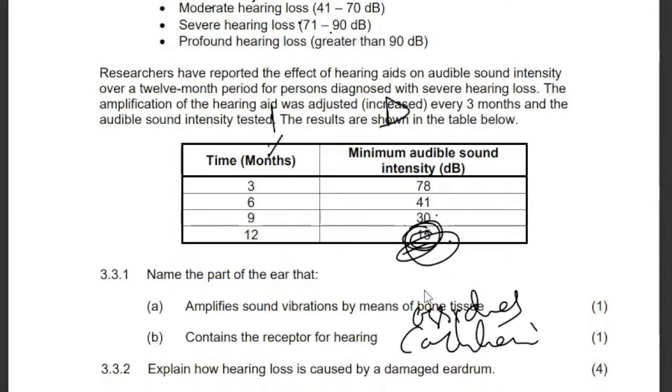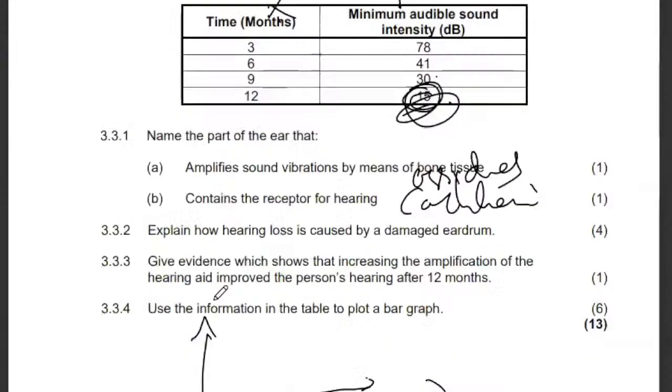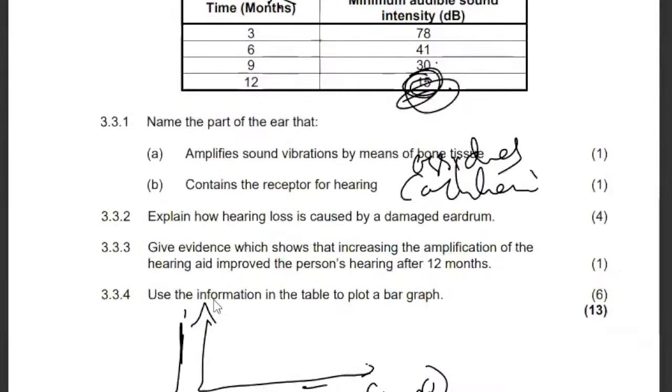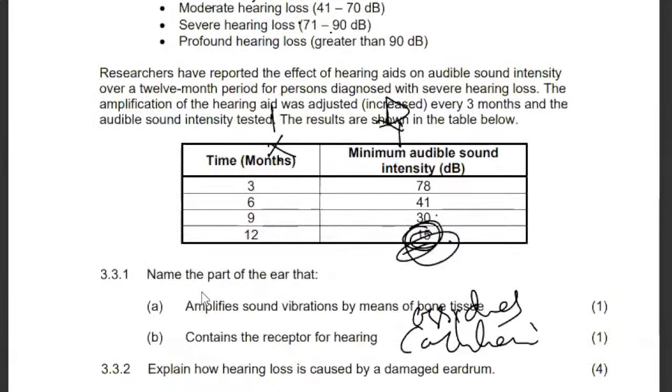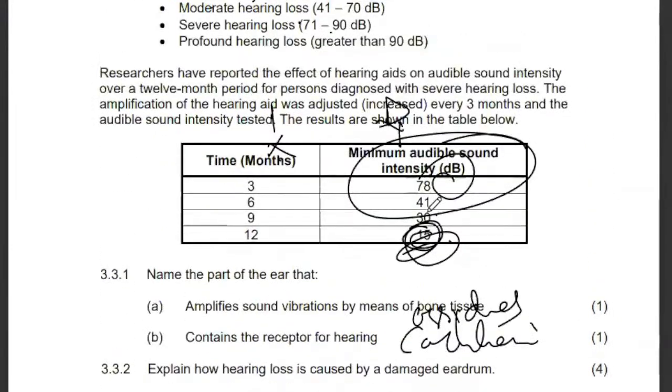This is X, Y. Independent variable on the X-axis, dependent variable on the Y-axis, meaning that I'm going to bring time in months here, and then I'm going to bring the whole of it and put it here. Don't take a shortcut. Students must write it all out. And then after that, you start plotting.